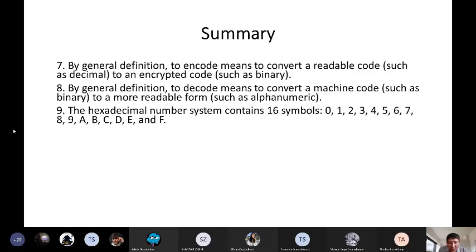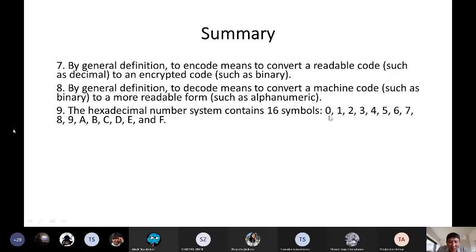Next, today we recalled and repeated what a hexadecimal number system is. You should know that it contains 16 symbols, from 0 to 9, but then we need to come up with new symbols: A, B, C, D, E, F. We just use them from the alphabet.